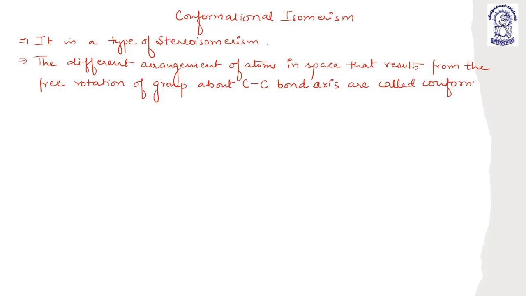The carbon-carbon single bond provides free rotation, a rotation of 360 degrees, and the groups which are attached to the carbon-carbon single bond, because of the rotation around its own axis, form different structural arrangements. These formations are known as conformers, and the phenomenon is known as conformational isomerism.